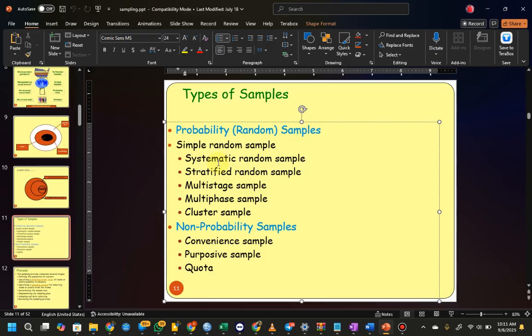That is for Krejcie and Morgan. And those numbers were calculated using a formula, which they don't want to bore you and I with. So they've just calculated the numbers. So that is for Krejcie and Morgan.